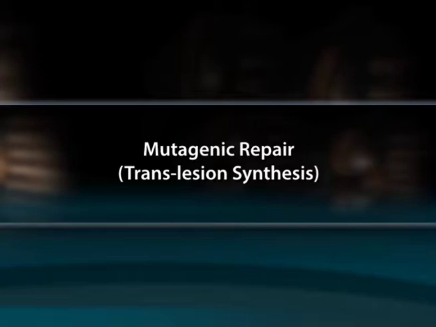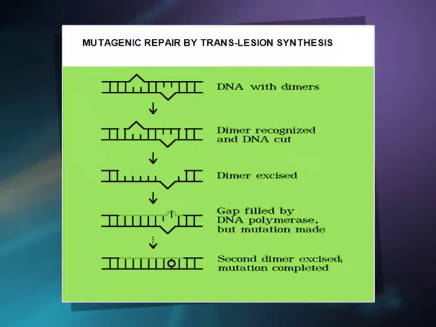Mutagenic repair, or trans-lesion synthesis. An alternative scenario for a DNA polymerase blocked at a dimer is to change its specificity so that it can insert any nucleotide opposite to the dimer and continue replication.